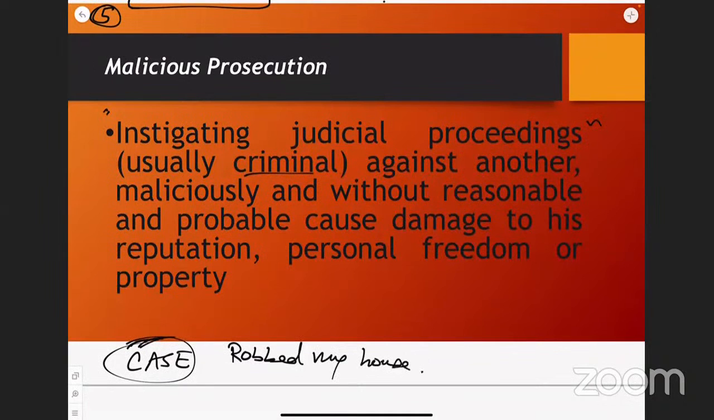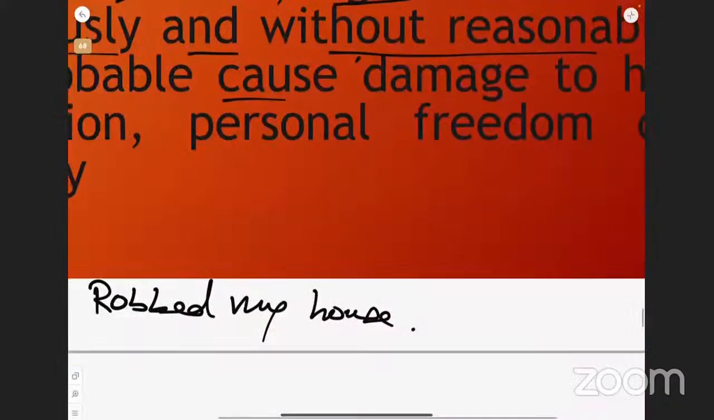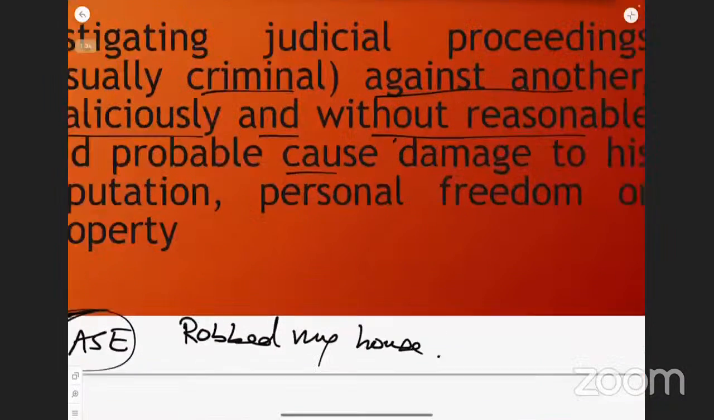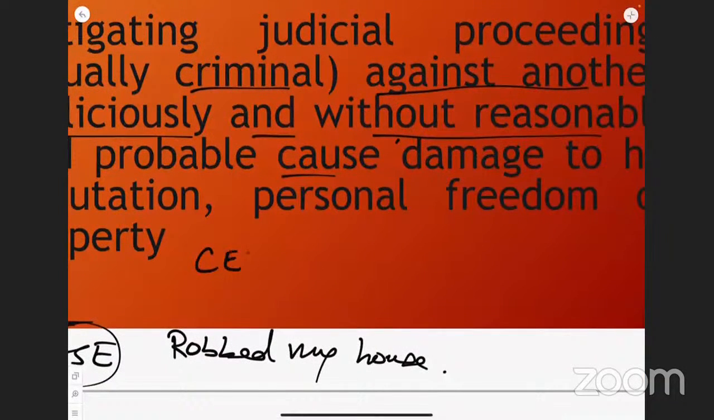So, instigating judicial proceedings against another maliciously and without reasonable and probable cause, and this will be a complete damage to the reputation. So now just think of any celebrity.